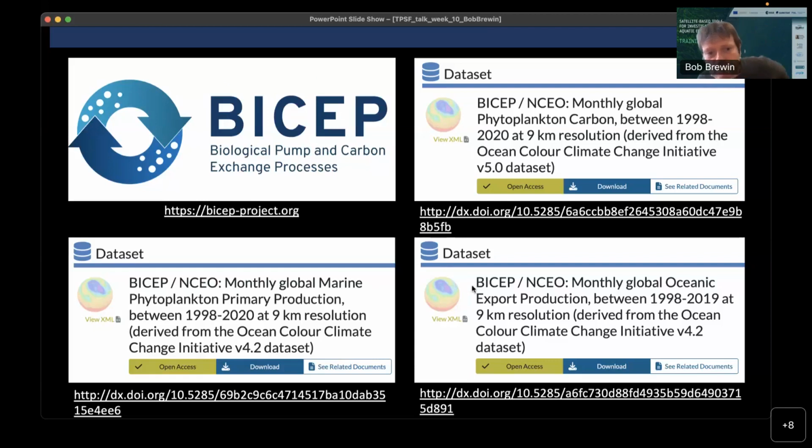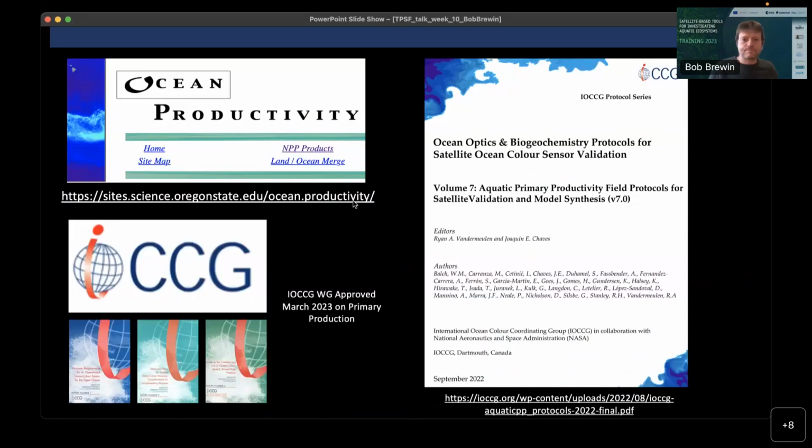Additionally, we've also in the project published a monthly global export production product as well. Again, going from 1998, but this time to 2019. And there are also products on phytoplankton biomass, not only in terms of chlorophyll concentration, which we can get from the Ocean Colour Climate Change Initiative, but also within BICEP, the phytoplankton carbon concentration, so estimates of phytoplankton carbon.